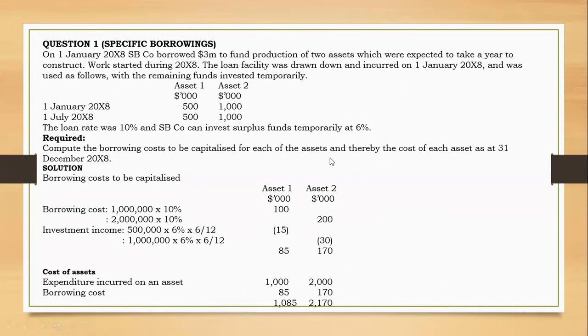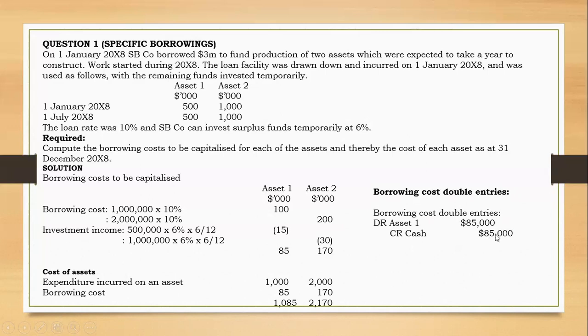All right. What if you are told to do the double entries for borrowing costs? These are the double entries. As for asset 1, we said that we had the borrowing cost of 85, meaning that I had to debit the asset by $85,000 and credit cash by $85,000, supposing that I paid this amount. And then for asset 2, I would have to debit asset 2 by $170,000 and credit cash by $170,000 again. And this one actually would be over.